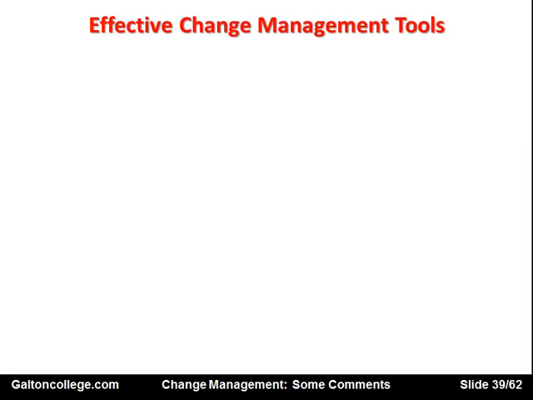Now, effective change management tools. Well, planning, and there's a whole series of issues under planning. We could have a SWOT analysis, for example, a strengths, weaknesses, opportunities and threats analysis in planning. Whenever a plan comes to light, we tend to try and work out what are the strengths of the plan, the weaknesses, opportunities, the threats, so we can work out a little SWOT analysis for the plan to see if it's a good idea.